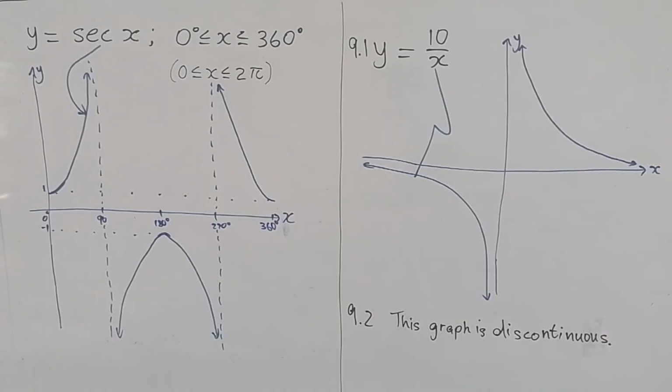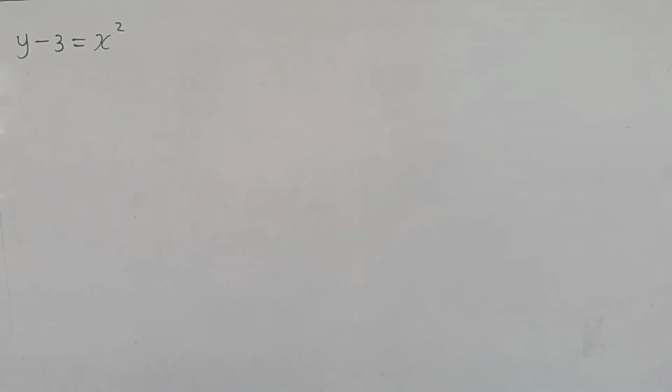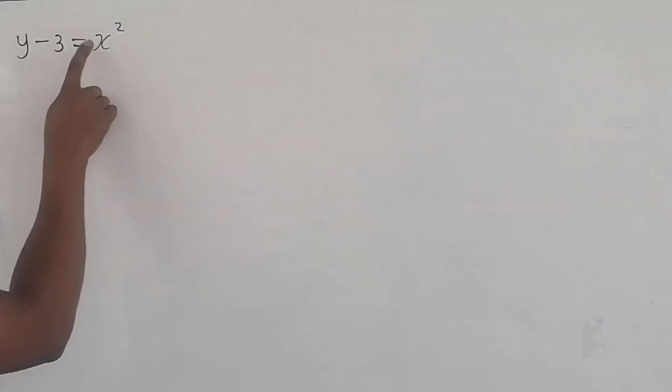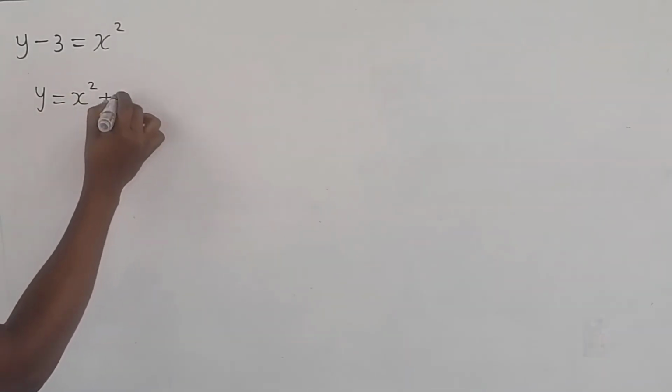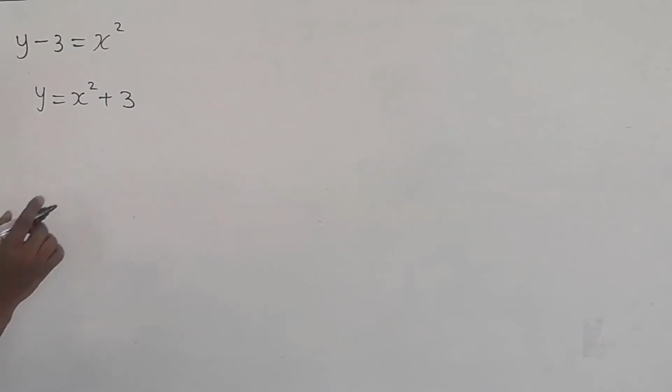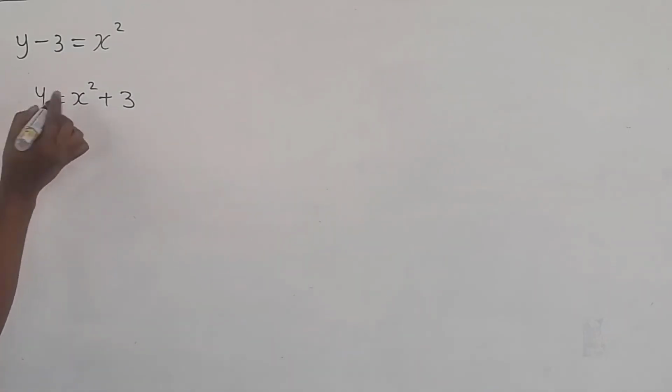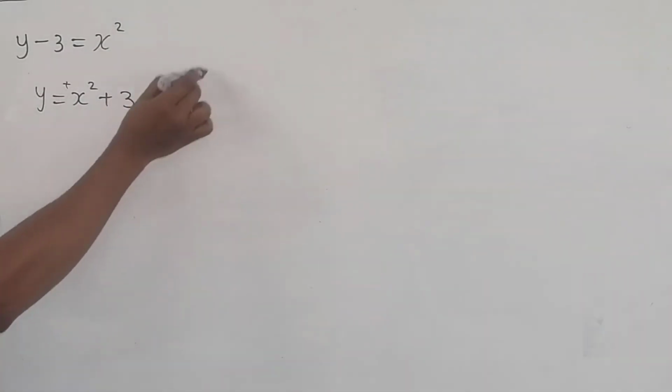The next question says, sketch the curve of y minus 3 is equal to x squared. Okay, obviously we have x squared. That means that's a parabola, and that x squared is positive. That means it has a minimum turning point. So let's start to draw it.